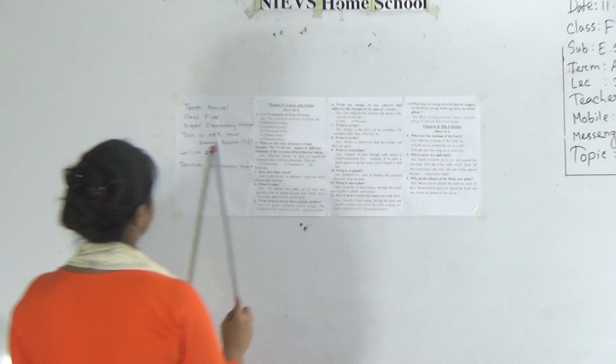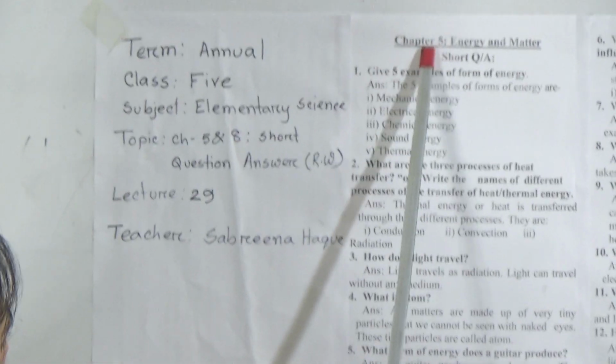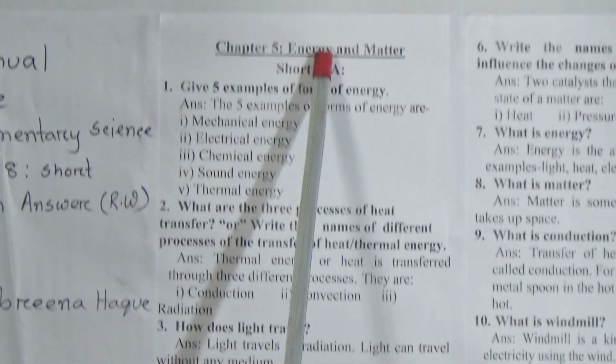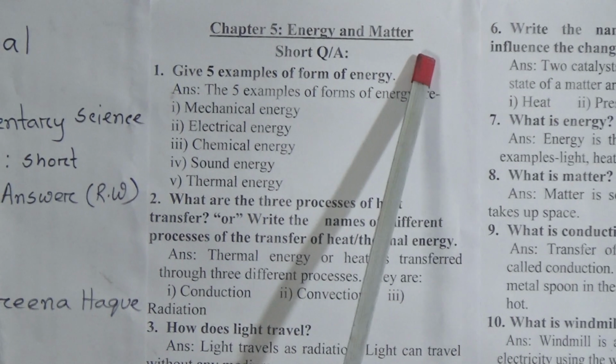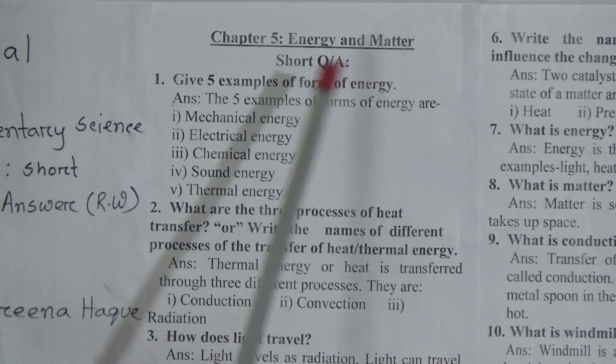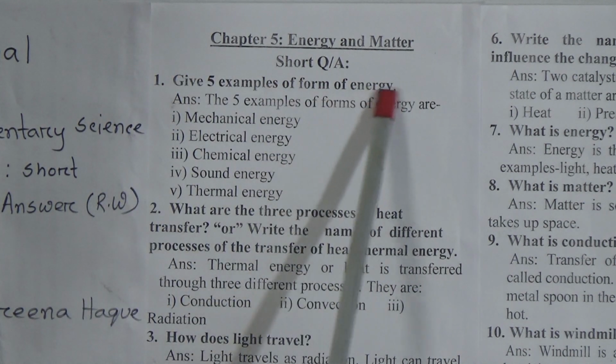Dear students, this is our lecture number 29, and first we will discuss short question answers from chapter 5. The name of the chapter is Energy and Matter. Chapter 5 and chapter 8 are included from your half yearly syllabus to your annual term. The first question is, give 5 examples of forms of energy.